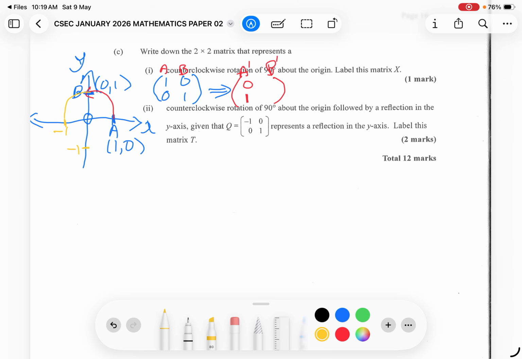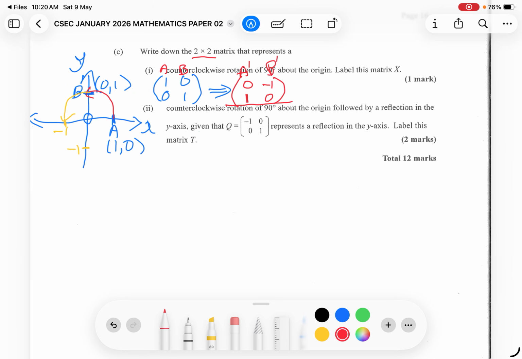90 degrees rotation anti-clockwise would take me there. What's that point? That point is -1, 0. So what does that mean? It means that this matrix would have been the matrix that transforms any point using a 90 degree anti-clockwise rotation. That is what they just asked me for.